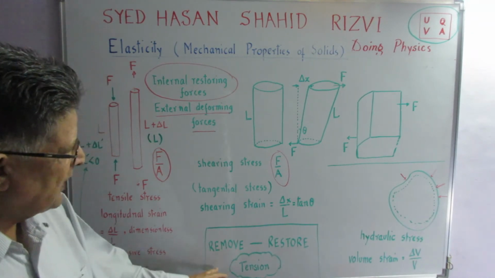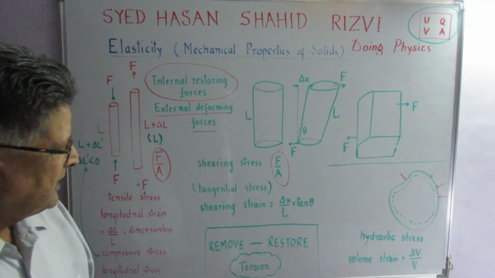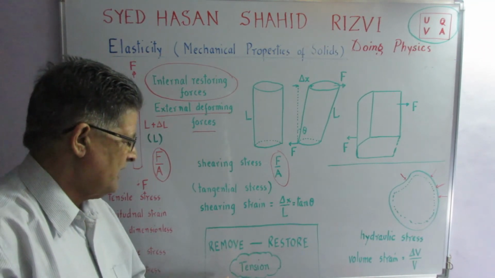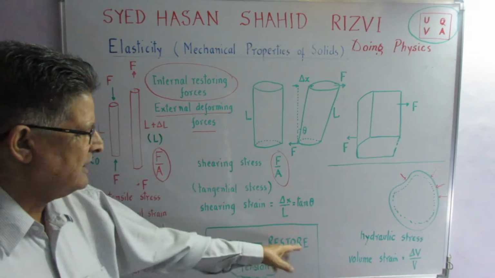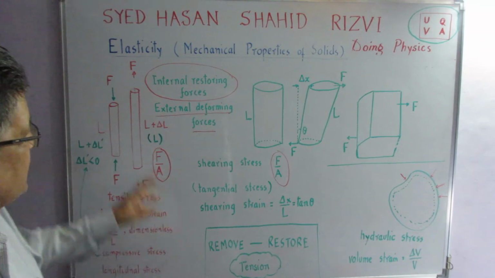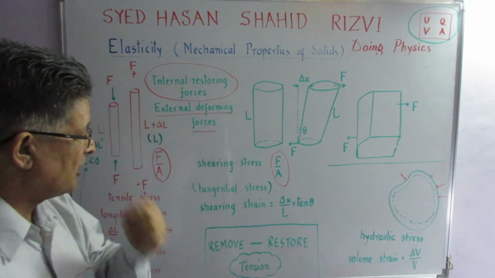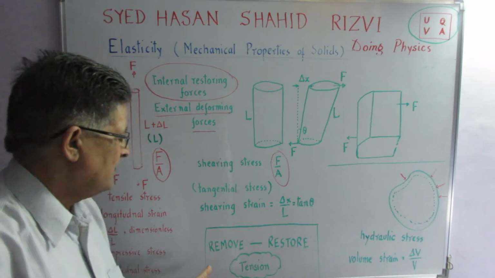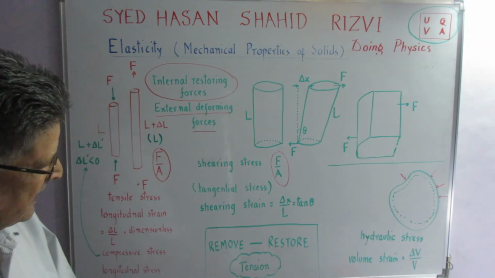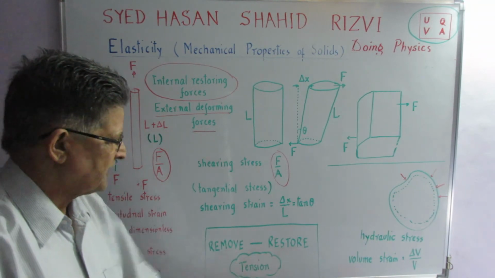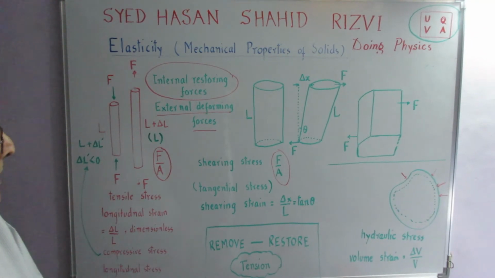In between, when the forces are applied there is a deformation, and when the forces are removed, there is a restoration and the original state is obtained. In the case of the elastic limit not being exceeded, that is called the tension. The state of tension exists inside. Okay, we'll talk more about it.